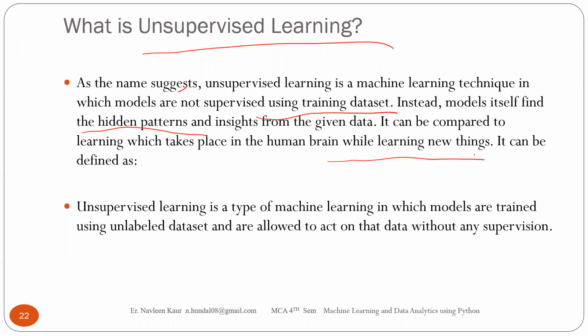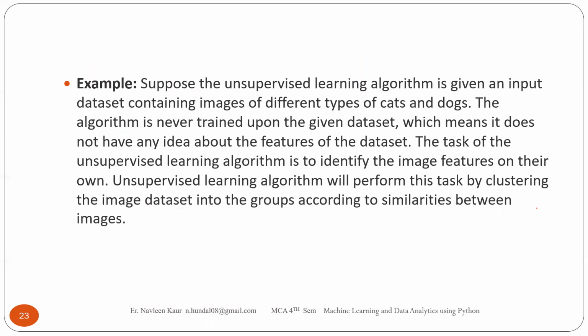So it can be defined as unsupervised learning. It is a type of machine learning in which the models are trained using unlabeled data set. So if someone asks you what is the difference, you will always say that in case of supervised learning, the models are trained with the labeled data set. On the other side, in case of unsupervised learning, the models are trained with the unlabeled data set, and the machines are allowed to act on that data without any supervision. No labels, no supervision available.